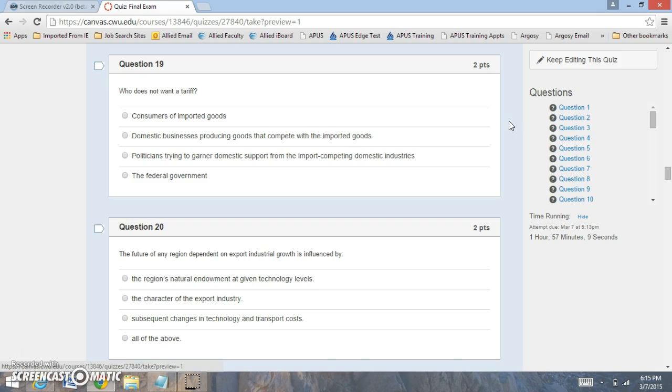Now, question 19. Who does not want a tariff? A tariff is a tax on imported goods. When you look at a tariff, it's going to hurt consumers. And the reason why it's going to hurt consumers is tariffs are going to result in higher prices. And the reason why there's higher prices is they're trying to protect domestic industries.